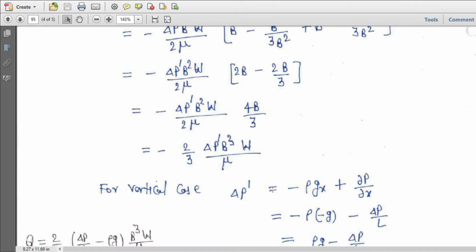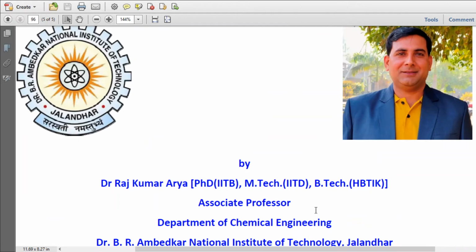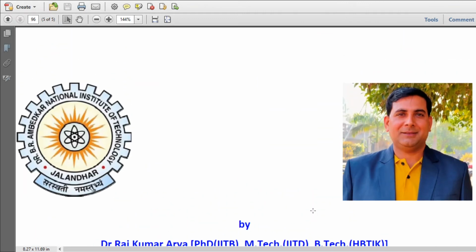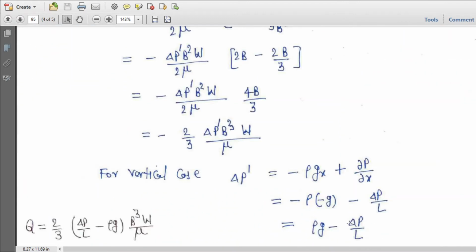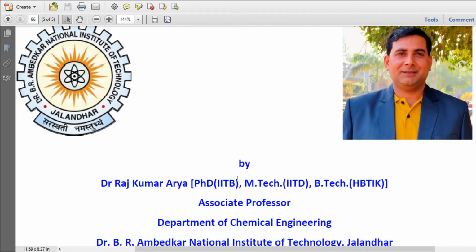So for the vertical case, delta P dash is minus rho gx plus del P upon del X. So gx is minus g, so you get rho g minus delta P by L. Q comes out to be 2 by 3, delta P by L plus rho g, b cube W by mu. So this is about the upward flow in a plane narrow slit. Thank you.